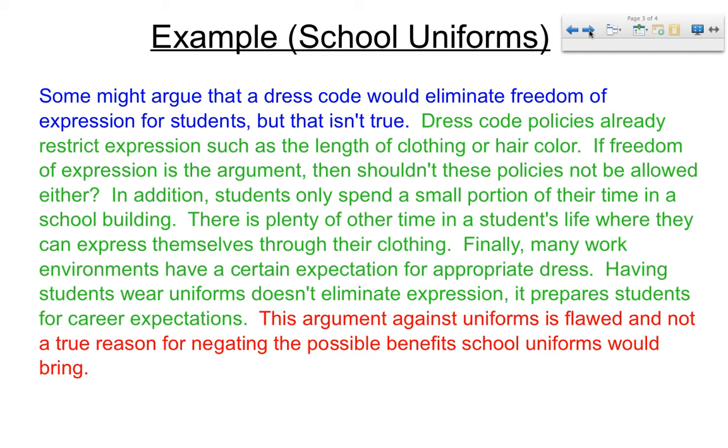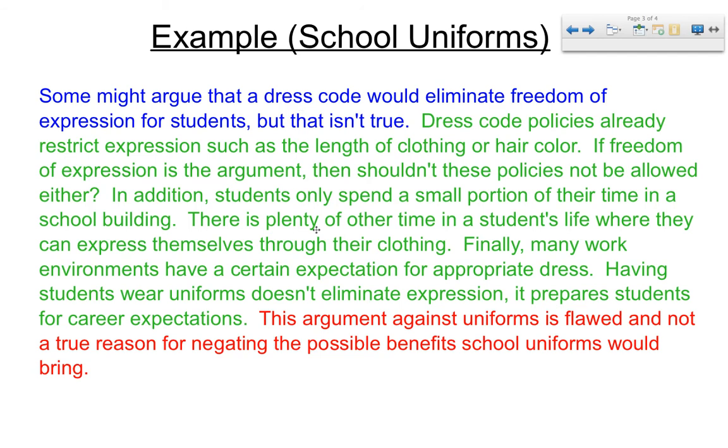So I'm actually going to include a third reason why this claim against my point of view is wrong. Okay, and notice the transition again. Finally, many work environments have a certain expectation for appropriate dress. Having students wear uniforms doesn't eliminate expression. It prepares students for career expectations. This argument against uniforms is flawed and not a true reason for negating the possible benefits school uniforms would bring.